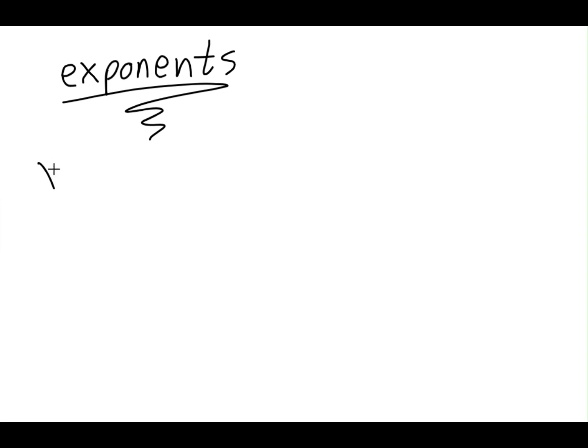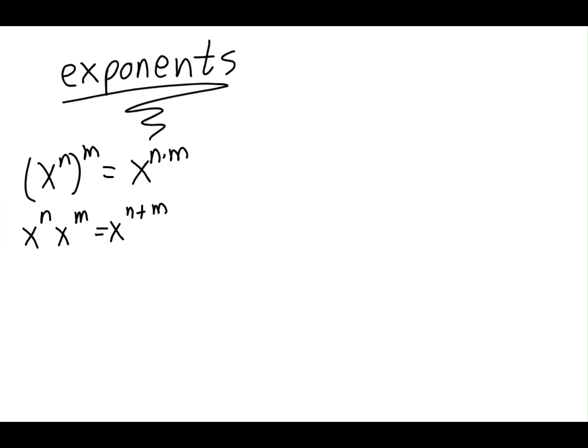For example, if I have x to the n raised to the m, that's equal to x to the n times m. That's a very important rule to remember. And another one very similar to that, but kind of opposite, is x to the n times x to the m. That's equal to x to the n plus m. So I remember this as if you have something to a power to another power, you multiply them. And if you have the two bases to different powers, you add the powers.